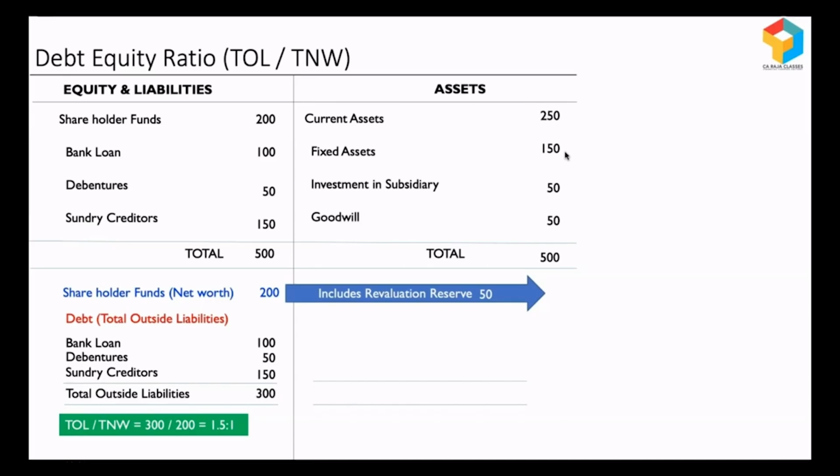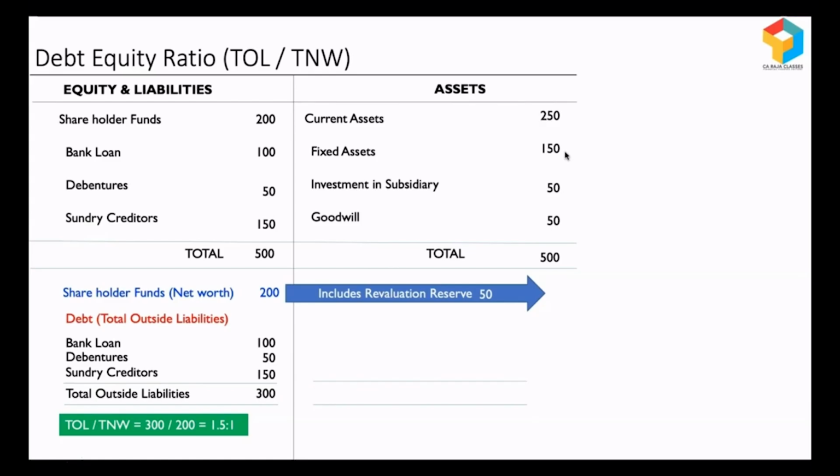So when the fixed asset was increased by 50 million on the left hand side, that is under equity and liability, the shareholders funds will also get increased by 50 million. Because under shareholder fund, we will have a head called reserves and surplus. Under that, there will be a head called revaluation reserve. Under that, this 50 million will be parked.